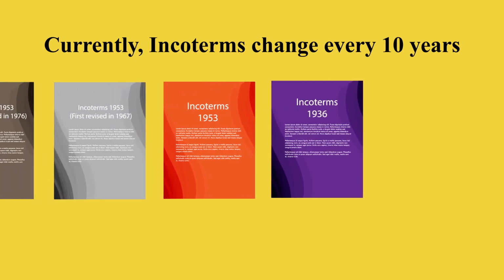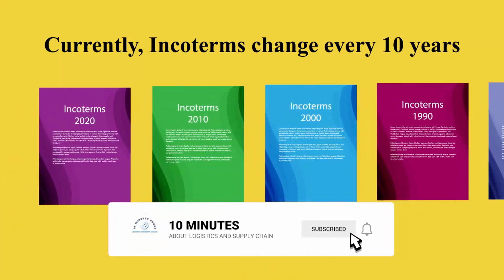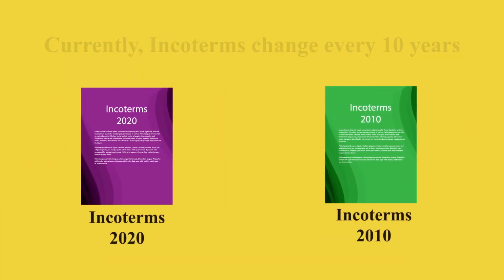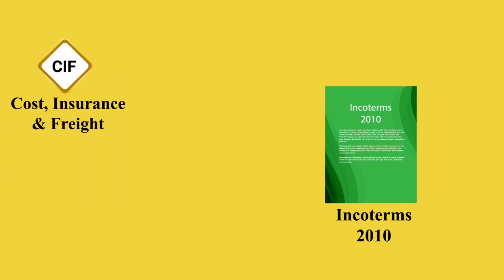We have been told that the current Incoterms will change once every 10 years, and each revision will bring improvements to the terms based on the actual situation in the current year period. So what is the difference between the two most recent versions, Incoterms 2020 and Incoterms 2010? Let's find out. The first is change of responsibilities and obligations in CIF and CIP conditions.